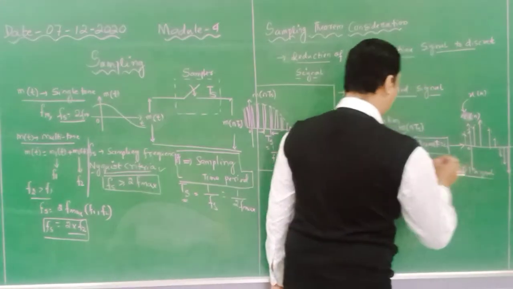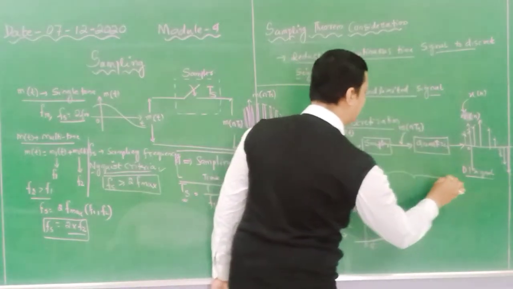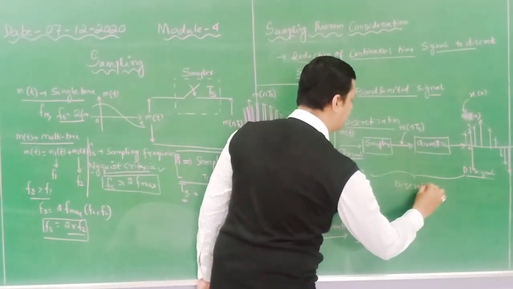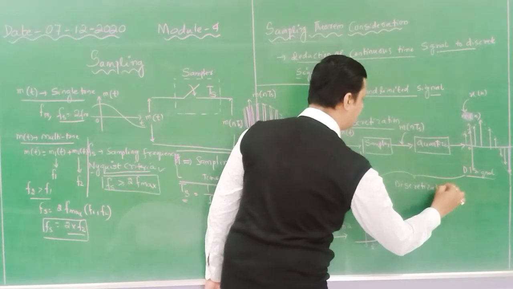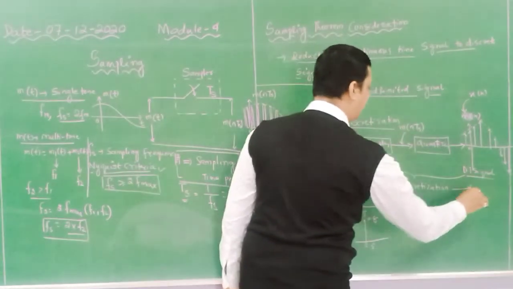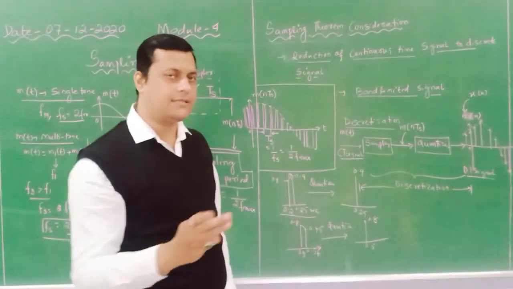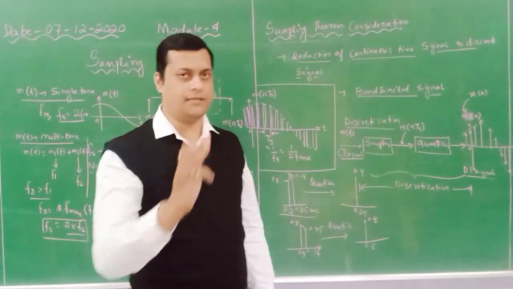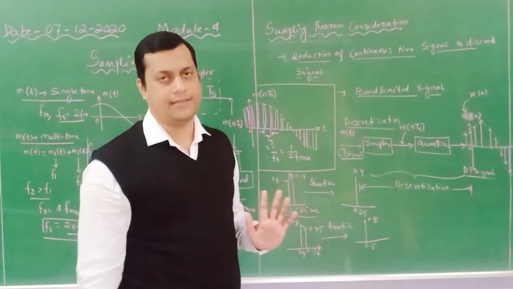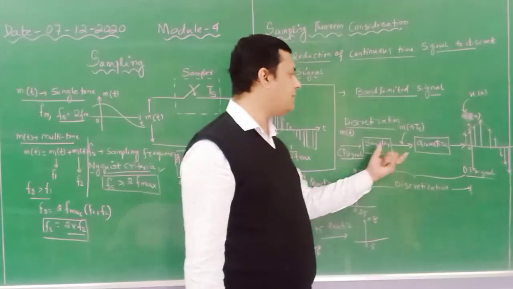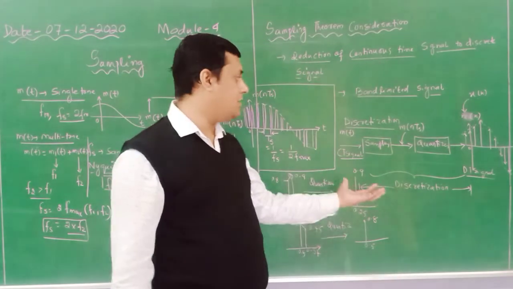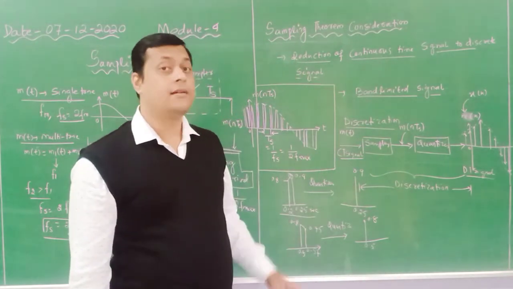And this whole process is called discretization. Discretization has two steps. First, it will sample your modulating continuous signal, and the resultant will be your discrete signal. So this whole process is called discretization. Now the question comes: what is the use of this discretization?